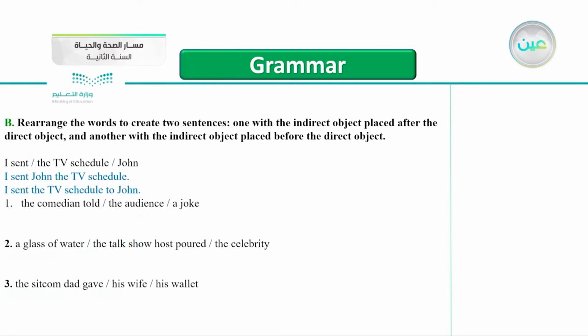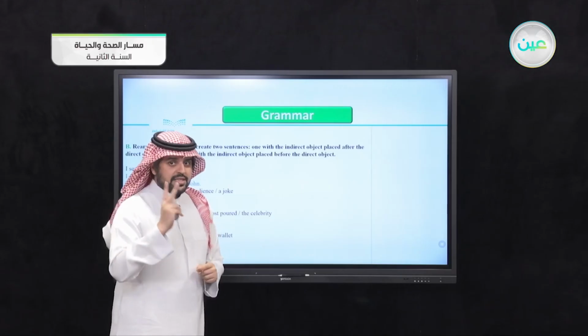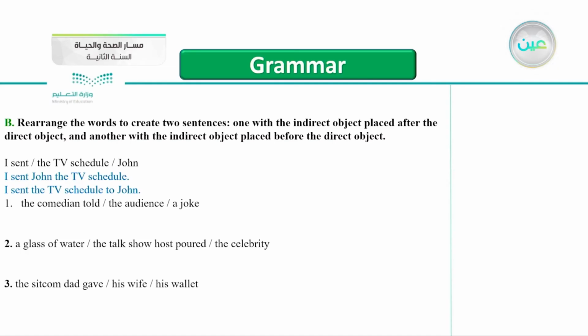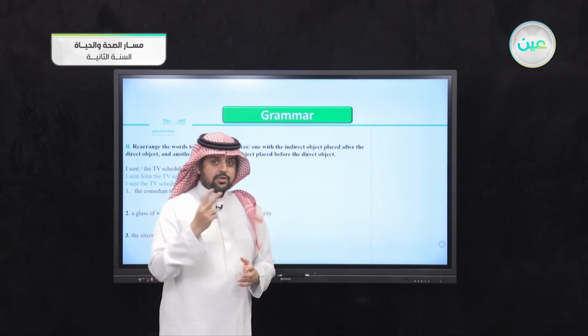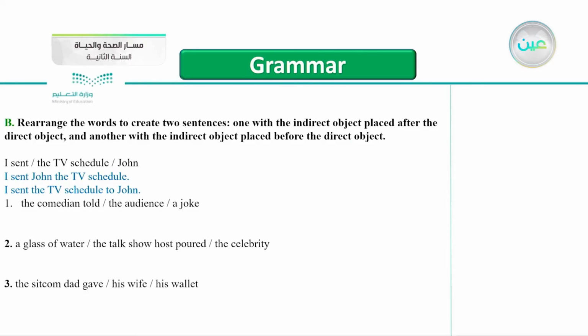The second exercise here: rearrange the words to create two sentences. Pay attention, not one, two sentences. One with the indirect object placed after the direct object, and the other with the indirect object placed before the direct object. So we have to switch the direct and the indirect object places. The first one is already done. I sent the TV schedule, John. We have two sentences. I sent John the TV schedule. I sent the TV schedule to John.